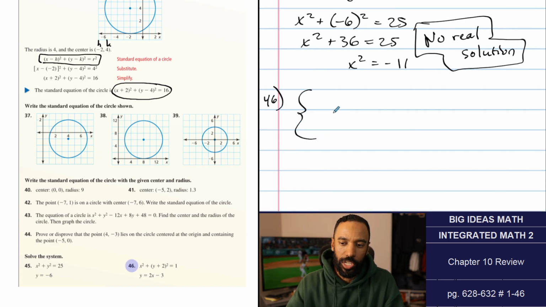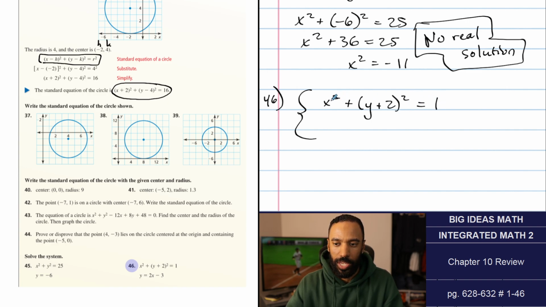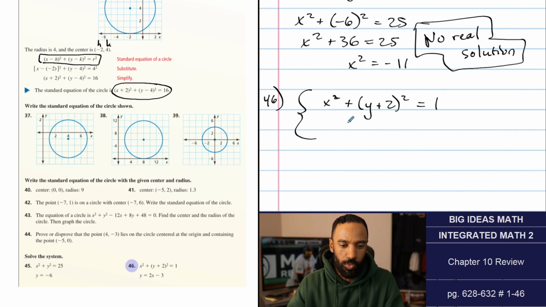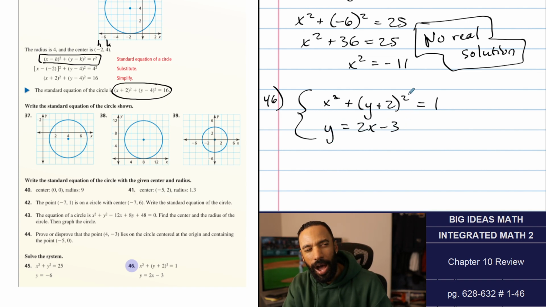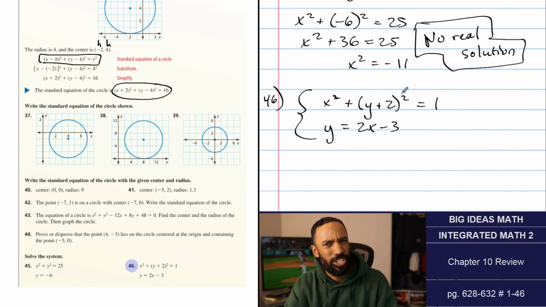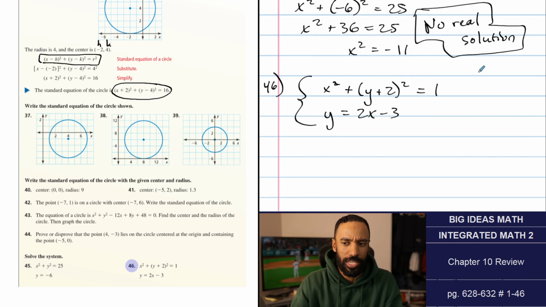So let's see if number 46, we have better fate. Last question, by the way. x squared plus (y plus 2) quantity squared equals 1. This is a circle centered at (0, -2), and its radius is 1. And then we get y equals 2x minus 3. I think this will hit tangentially. Maybe it hits as a secant, I'm not sure.